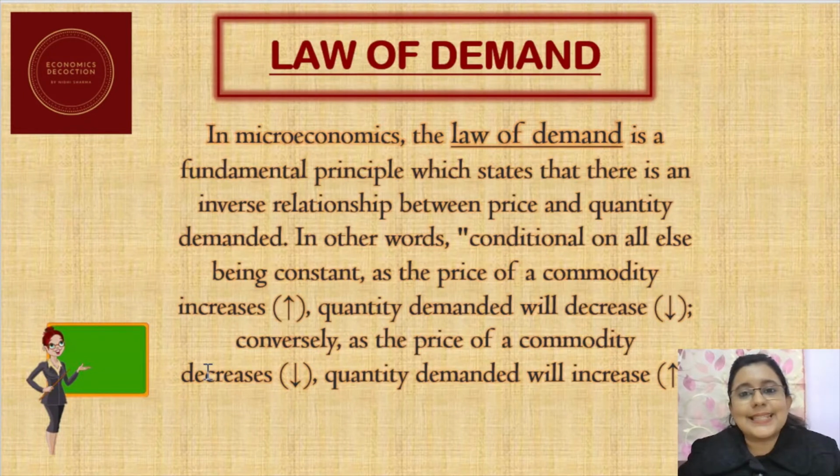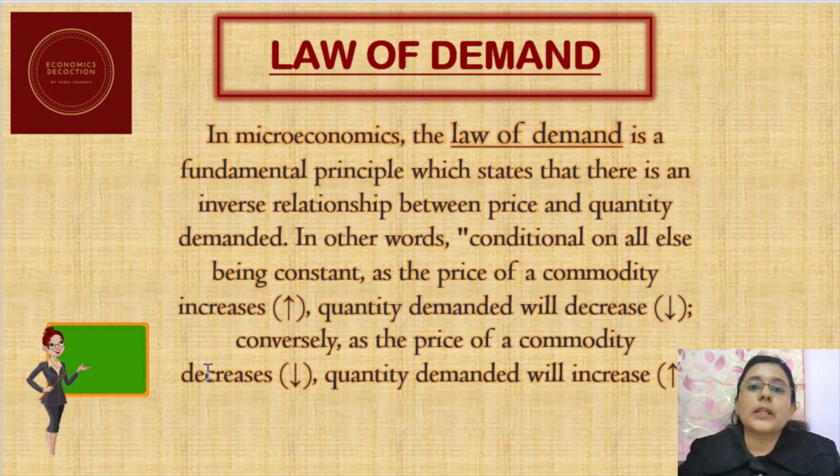So now let's understand the famous law of demand. In microeconomics, the law of demand is a fundamental principle which states that there is an inverse relationship between price and quantity demanded. In other words, we can say that price of a commodity and the quantity demanded is inversely related to each other. Say when the price of a commodity increases, quantity demanded decreases. And when the price of the commodity decreases, the quantity demanded increases. This shows an inverse relationship between price and quantity demanded.